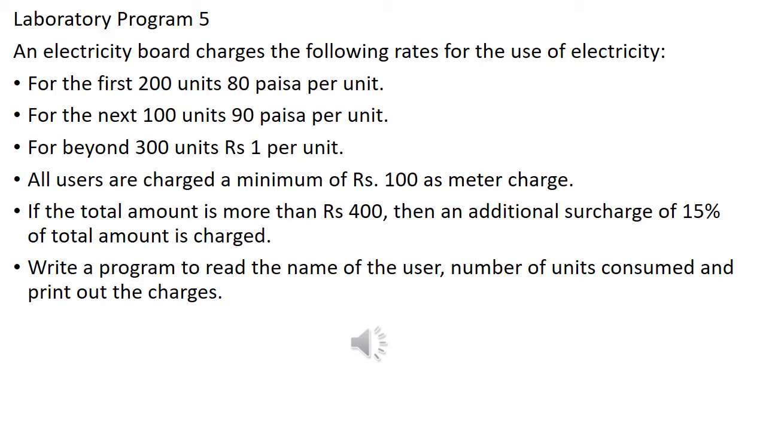First, you will have to divide the number of units. For example, if I take the number of units as 400 units, then for the first 200 units you will have to calculate at 80 paisa per unit. Then for 200 to 300 you will calculate at 90 paisa per unit. The remaining 100 you calculate at the rate of 1 rupee per unit and find the total. This is how we are supposed to generate the electricity bill.